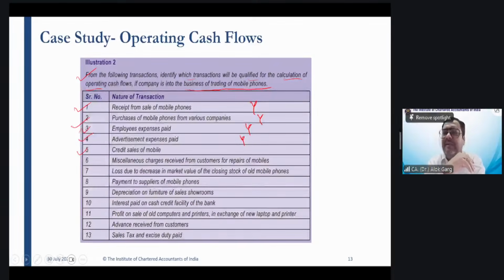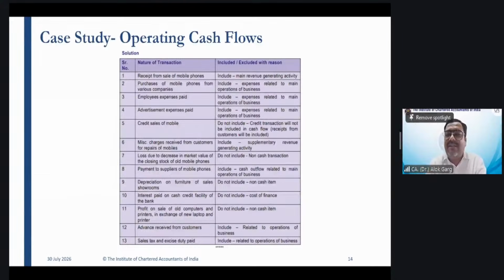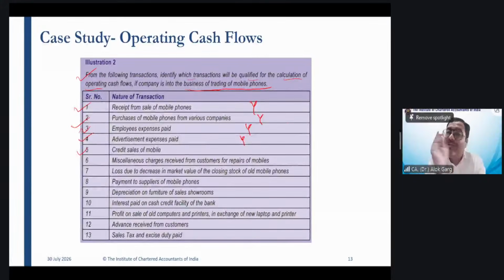Credit sale of mobile. Is it operating, investing, financing? Credit sale of mobile. It is non-cash. While you will adjust it by the changes in working capital, credit sale is non-cash. What is credit sale? Credit transactions will not be included in the cash flow, right? Receipt from customer will be included. So it is operating in nature.